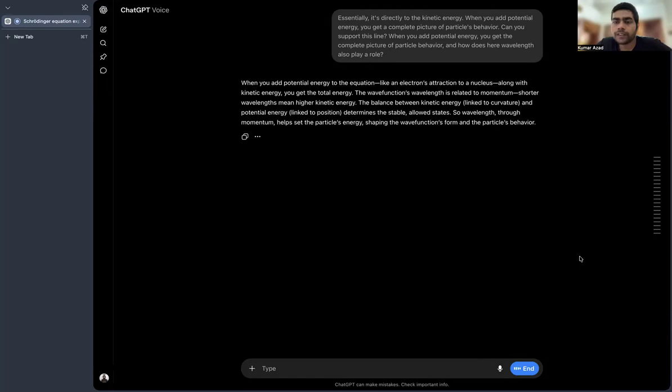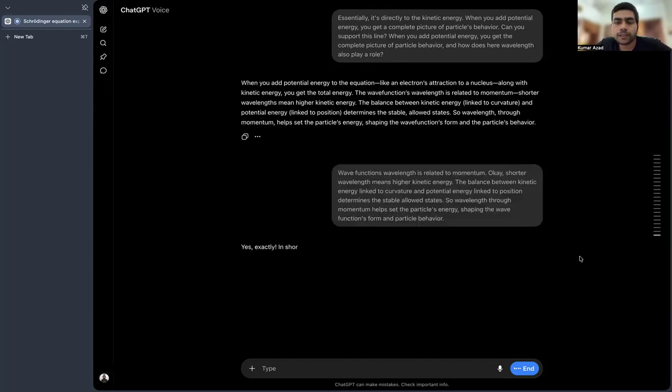Wave function's wavelength is related to momentum. Okay, shorter wavelength means higher kinetic energy. The balance between kinetic energy linked to curvature and potential energy linked to position determines the stable allowed state. So wavelength through momentum helps set the particle's energy, shaping the wave function's form and particle behavior.